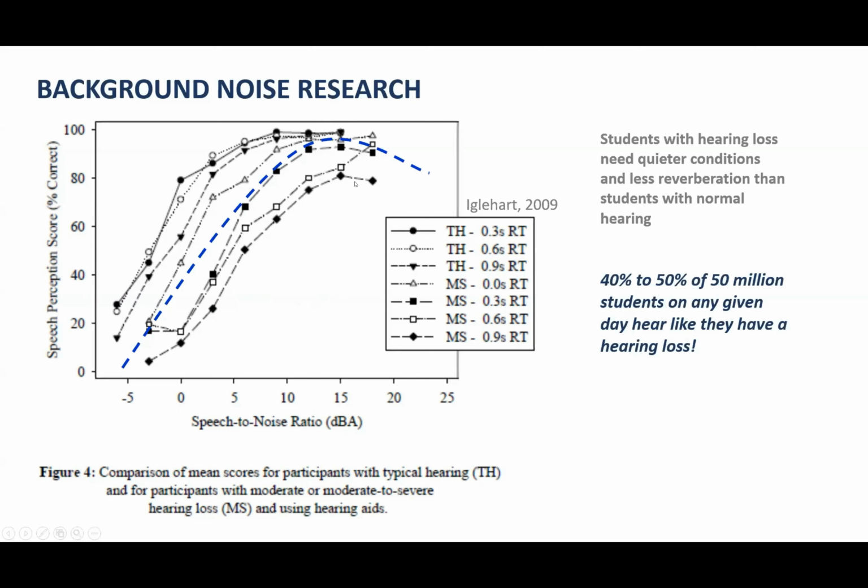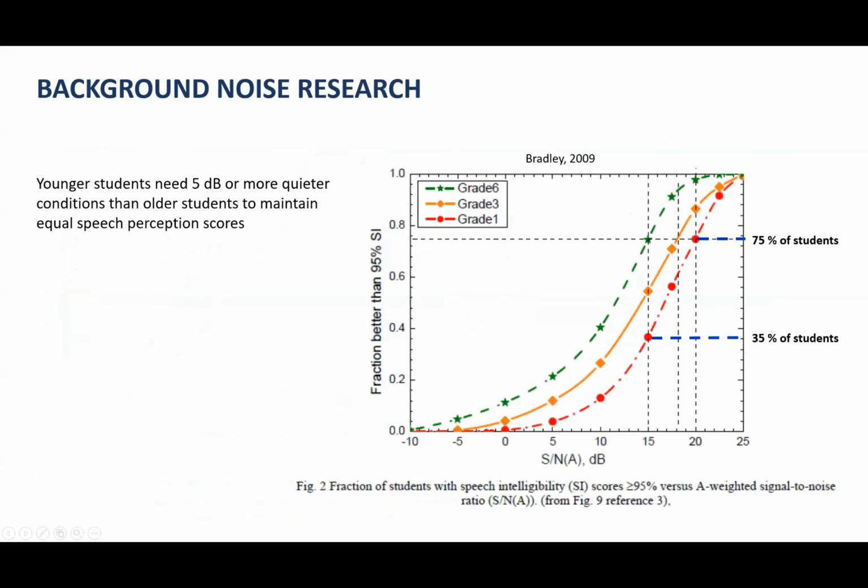In any given day, 40 to 50% of the 50 million students hear as though they have a hearing loss. And this could be because English is a second language for them. It could be because they have a middle ear infection. It could be that they have any sort of special needs. And so it is very important to understand that we have a significant population that does not necessarily hear like they have typical hearing. And so it's very important to understand that when we're designing our classroom spaces.